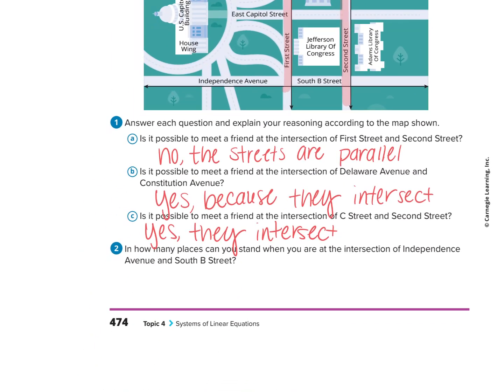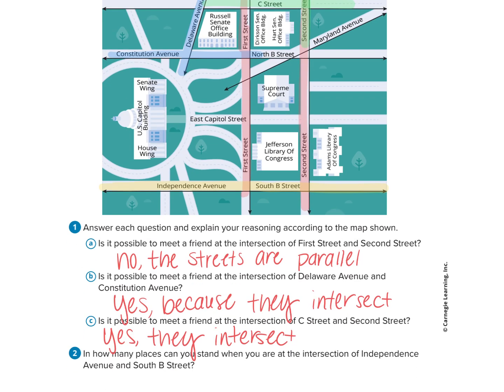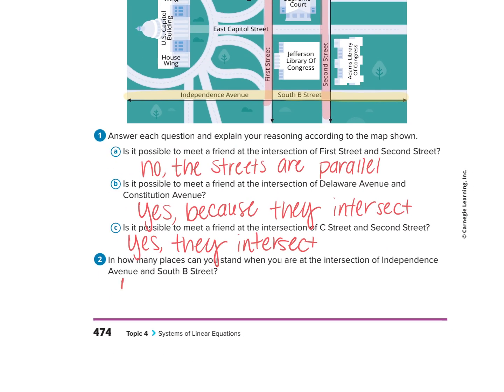Okay, last one's a little bit different. It says, in how many places can you stand when you are at the intersection of Independence and South B Street? So if we look at Independence Avenue and South B Street, hopefully you're noticing that they're the same road. So if I were to ask to meet on that street, well, they're the same street. So there's an infinite number of kind of intersections. You could meet at any point on that street. So our answer here is going to be there is an infinite number of intersections.